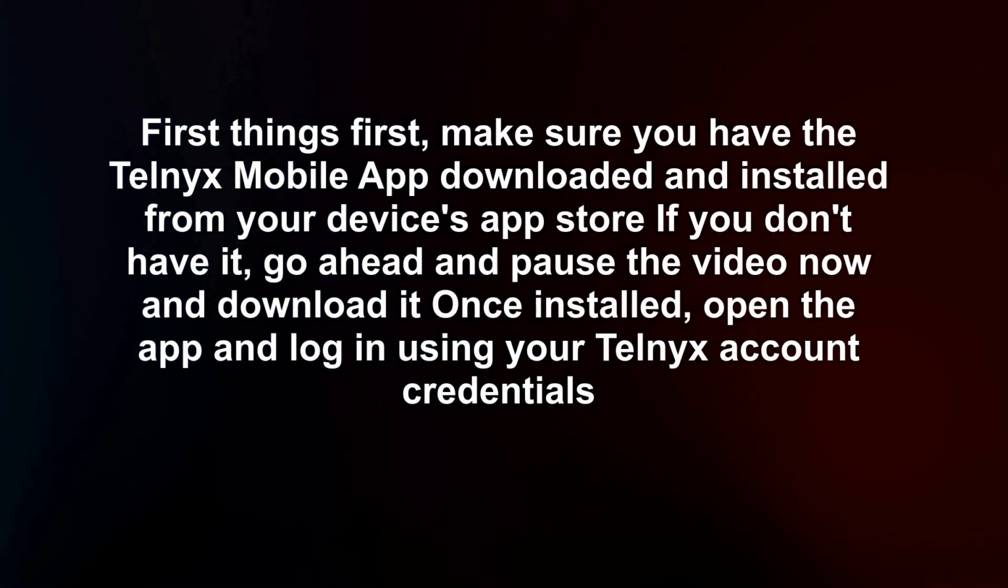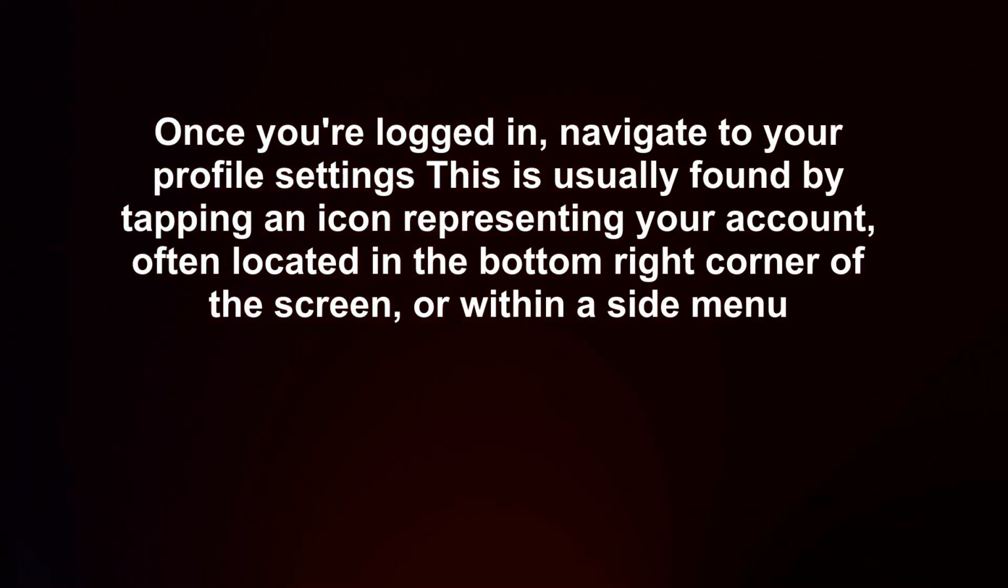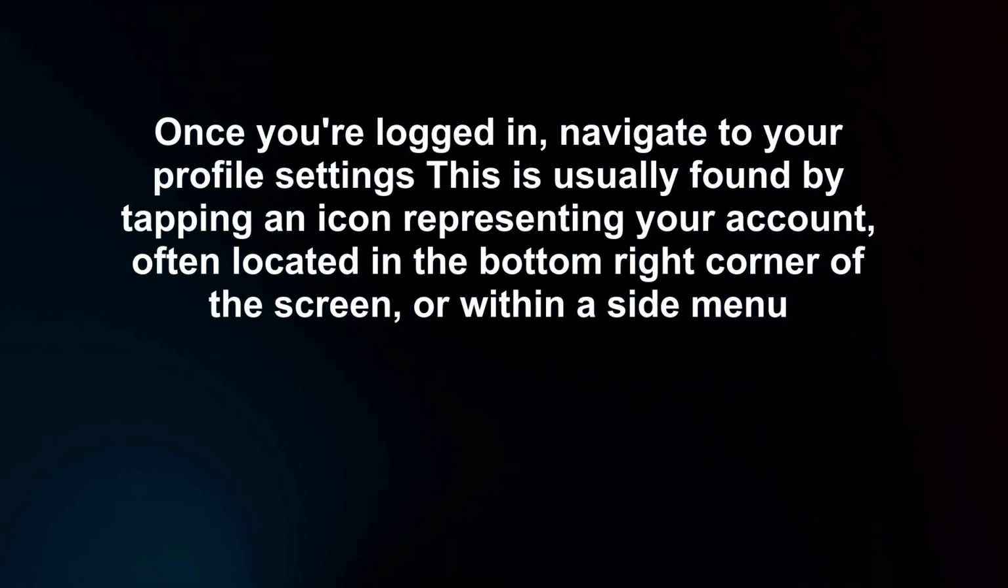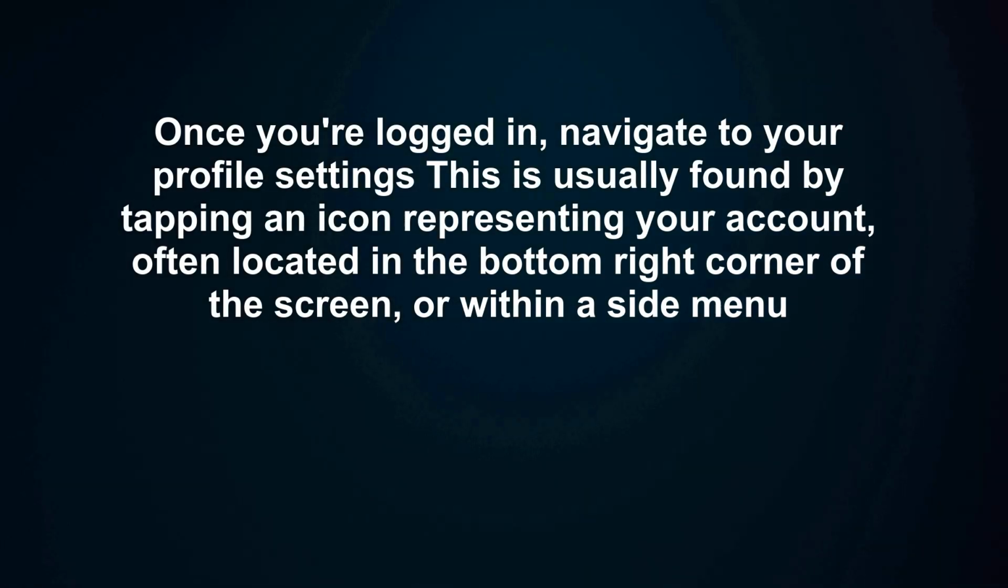Once installed, open the app and log in using your Telnyx account credentials. Once you're logged in, navigate to your profile settings. This is usually found by tapping an icon representing your account, often located in the bottom right corner of the screen, or within a side menu.